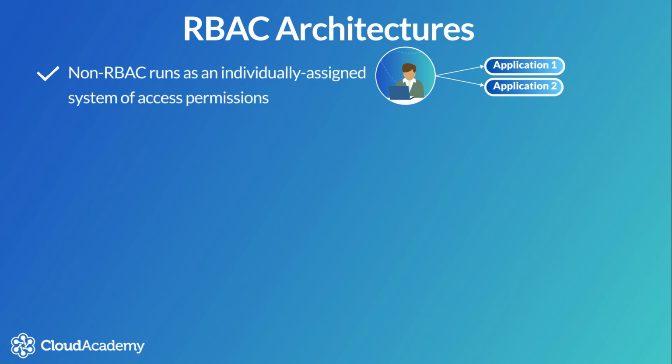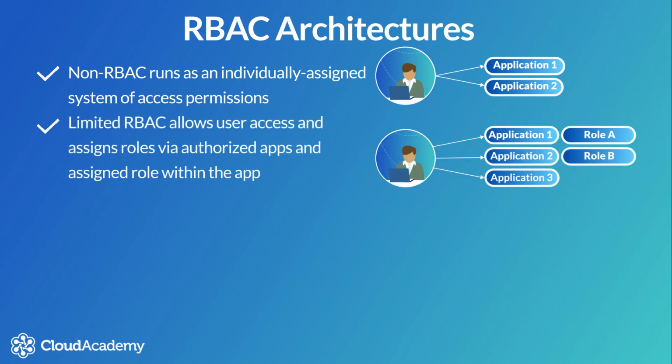the access control here is assigned individually to the person in the same manner as a discretionary access control. The permissions are therefore assigned directly to the subject and implemented on a one-by-one basis. Now, moving up to the limited role-based access control, it allows user access and assigns roles via authorized apps and assigned role within the app.